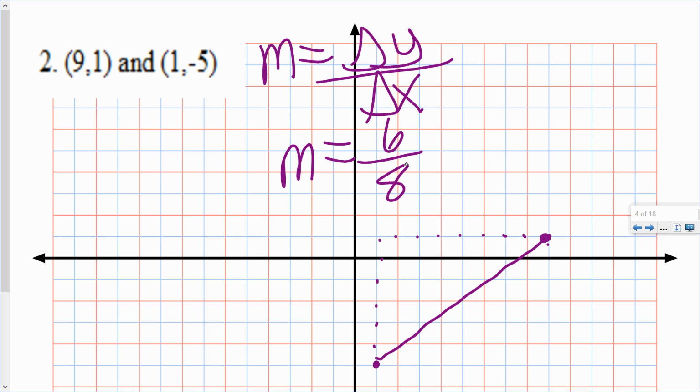Yes, it does matter which one goes on top. The y must go on top, and the x must go on bottom. If possible, reduce the fraction. Yes, I can reduce this fraction. 6 over 8 reduces to 3 over 4, and that's your answer.